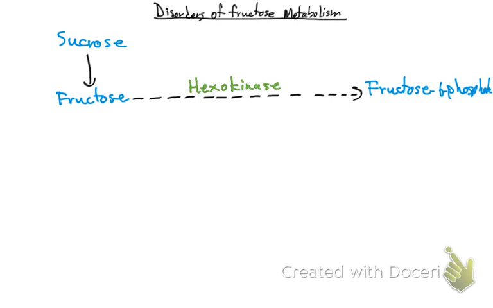So fructose can go to fructose 1-phosphate. Okay, and then this fructose 1-phosphate needs an enzyme. Which enzyme do you think we're going to be working with here? Yes, it's called fructokinase. You're right.